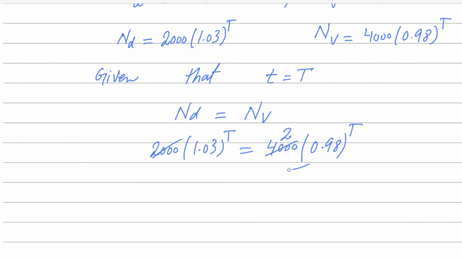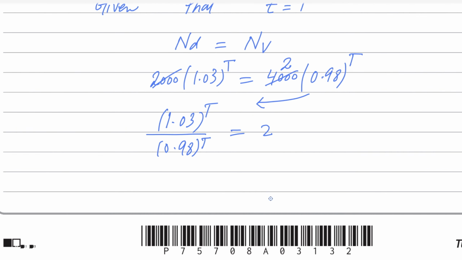You can bring this value to the other side. This value will divide to the other side. It will be 1.03 power T, because this value is multiplying by 2, so this value will divide to the other side. It will be 0.98 power T equals 2. You can make the whole of this a power as 1.03 over 0.98 power T is equal to 2.